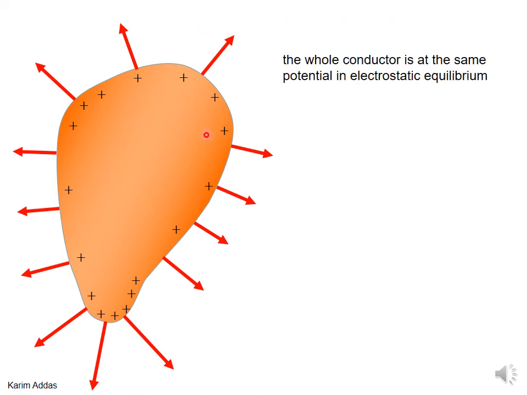That means that the potential actually everywhere, inside and on the surface, is the same value. If the potential here at this point is 100 volts, then the potential here is 100 volts, then the potential here on the surface is 100 volts. Everywhere it's the same value.